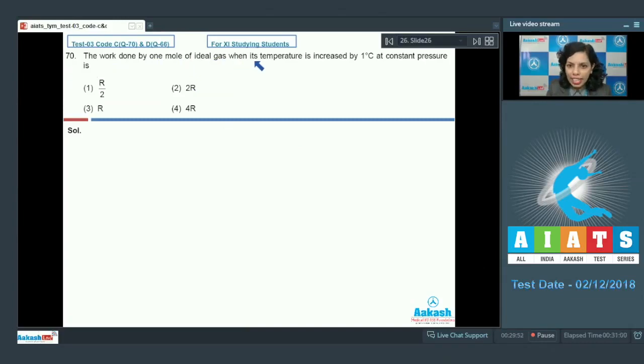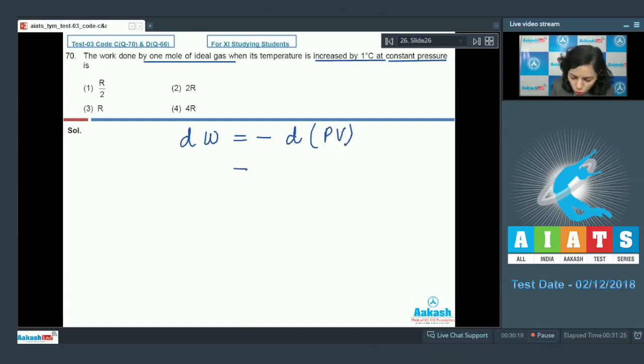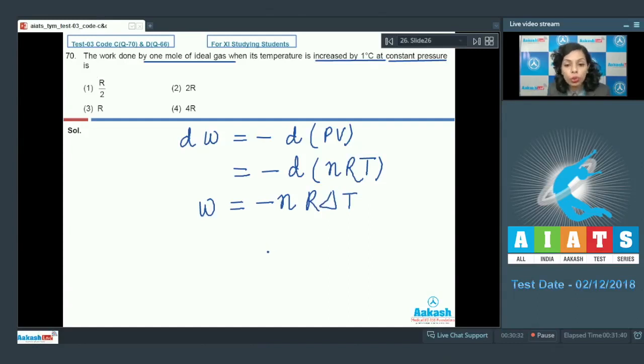The work done by 1 mole of ideal gas when its temperature is increased by 1 degree Celsius at constant pressure is? We should know that we are talking about an ideal gas. It's 1 mole we have, and its temperature is increased by 1 degree Celsius at constant pressure. The conditions are also given, and we know that dW is equal to minus d(PV). This formula we are going to use here. It can also be written as minus d(nRT), and if we talk about W, it would be minus nR delta T. The formula that we are going to use here.